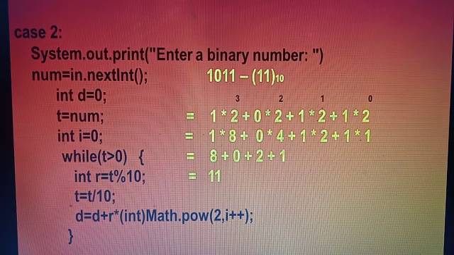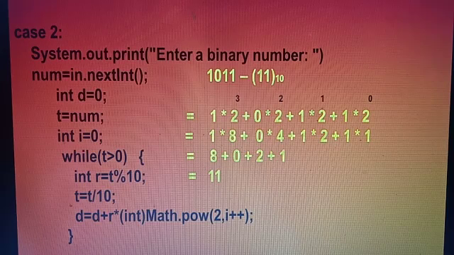So how to write that? You have to write from the right side onwards. At the top you have to write the place numbers: 0, 1, 2, 3. So in this way, write 1 into 2 raised to the power 3, plus 0 into 2 raised to the power 2, plus 1 into 2 raised to the power 1, plus 1 into 2 raised to the power 0. So you have to write the place value at the top.